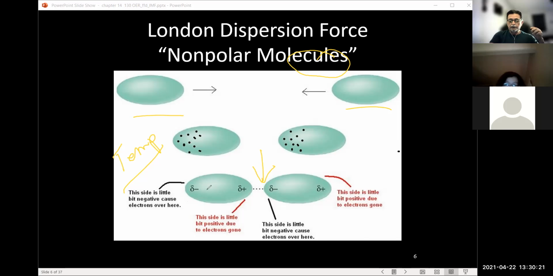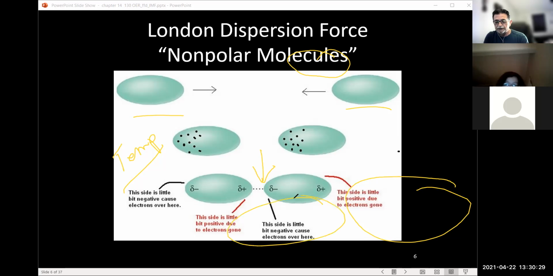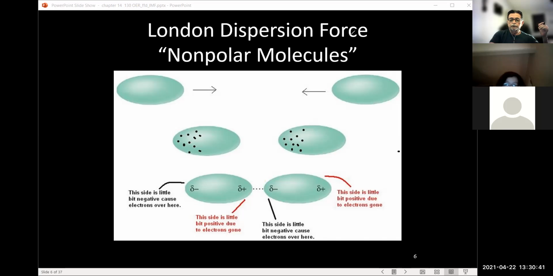And if I was going to compare another molecule that was this big, obviously these two would have a bigger, stronger London dispersion force than the ones in green, simply because they're bigger, with more electrons. Okay.